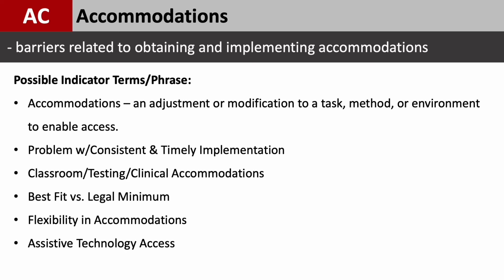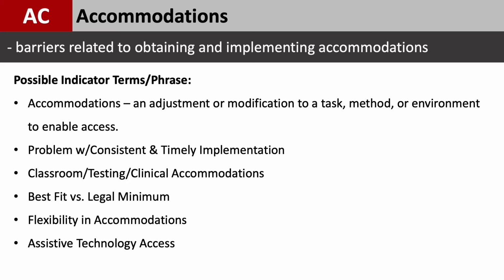So our first barrier, accommodations. These are barriers relating to or implementing accommodations. An accommodation is any adjustment or modification to a task, method, or environment to enable access to someone with a disability. So that can be extended time for testing, a ramp to get into a building, paratransit, extra sick time so that you can go to your doctor's appointment. There are hundreds upon thousands of disability accommodations, and I can't list them all for you, but just know that pattern of anything that helps someone engage and interact with their environment.